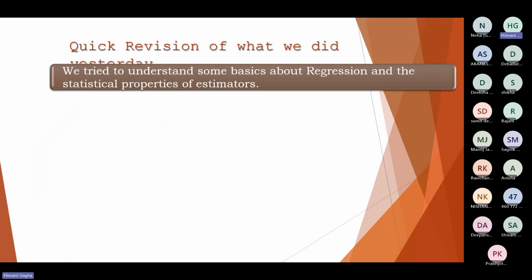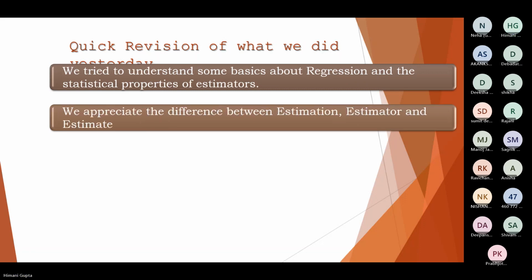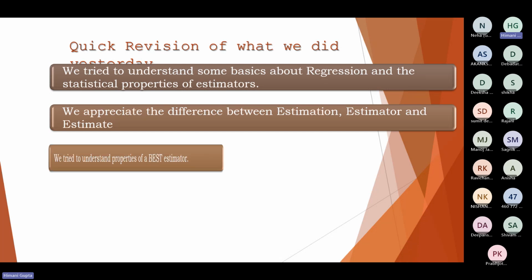First, we tried to understand some basics about regression and the statistical properties of estimators. What do you mean by estimators? What do you mean by error term? What is the dependent variable? What is the independent variable? What is the error term? And so we are able to differentiate between the equation, the estimators that we have used, and what will be your estimate.